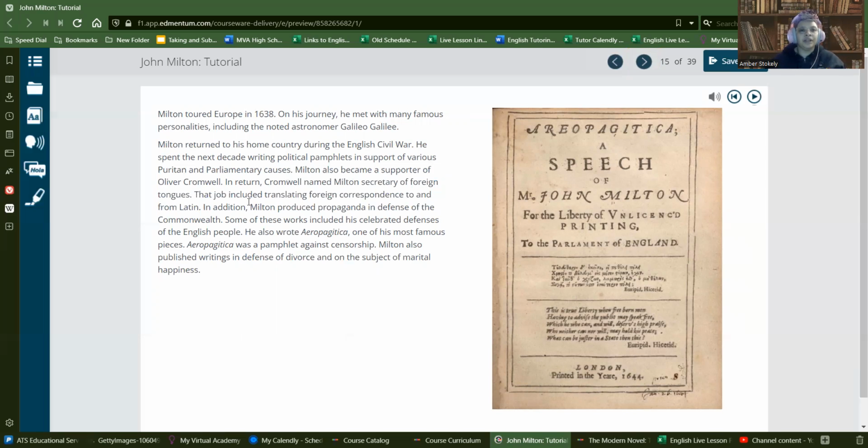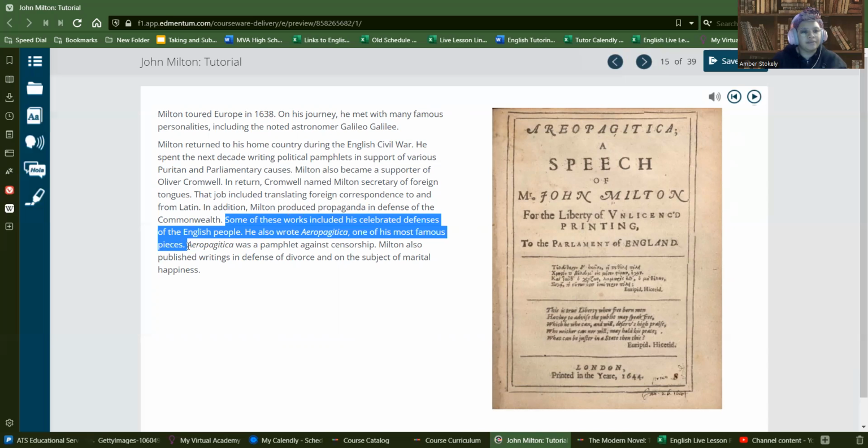And Milton also wrote a lot of propaganda in defense of the Commonwealth. So he was using his stardom, basically being well known for his writing, to convince people that forming the Commonwealth with Oliver Cromwell was the best thing for the country. So some of these works included his celebrated defenses of the English people. And he wrote the Areopagitica. And that's one of his most famous pieces.